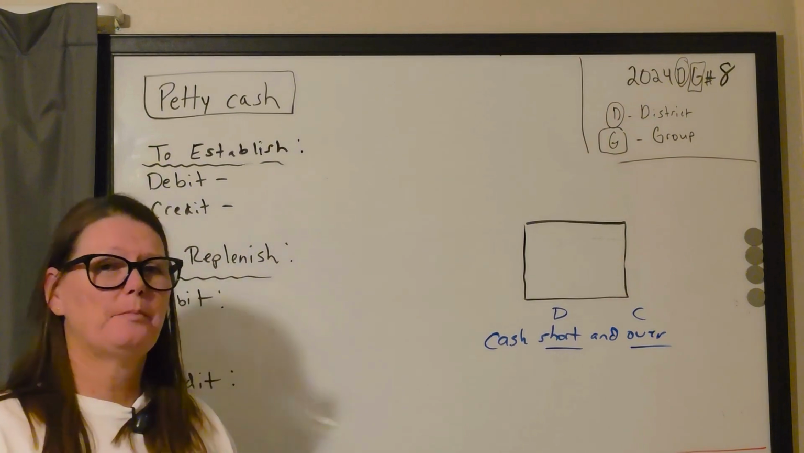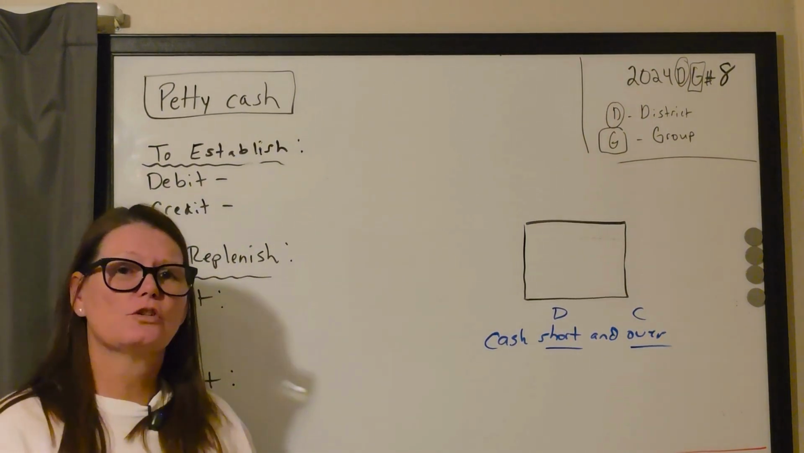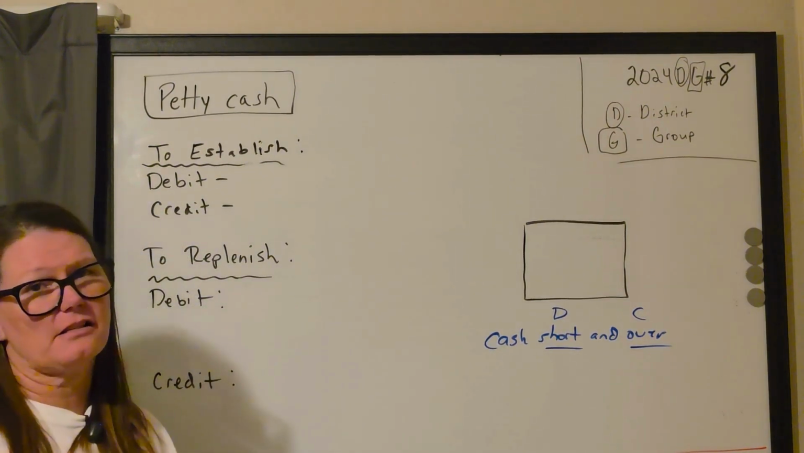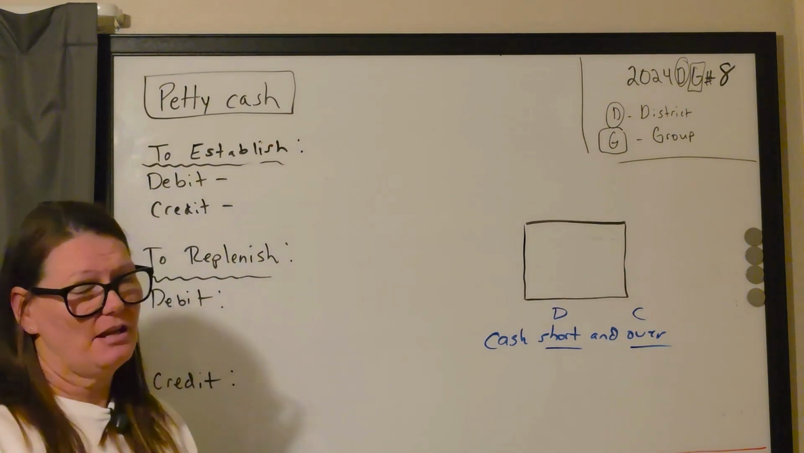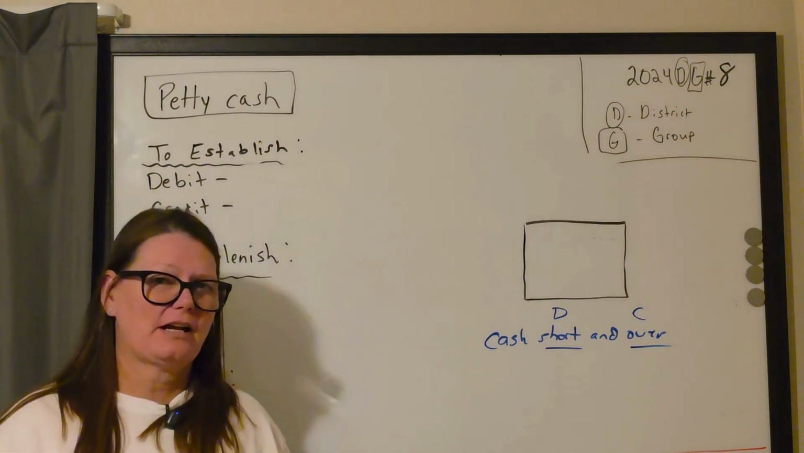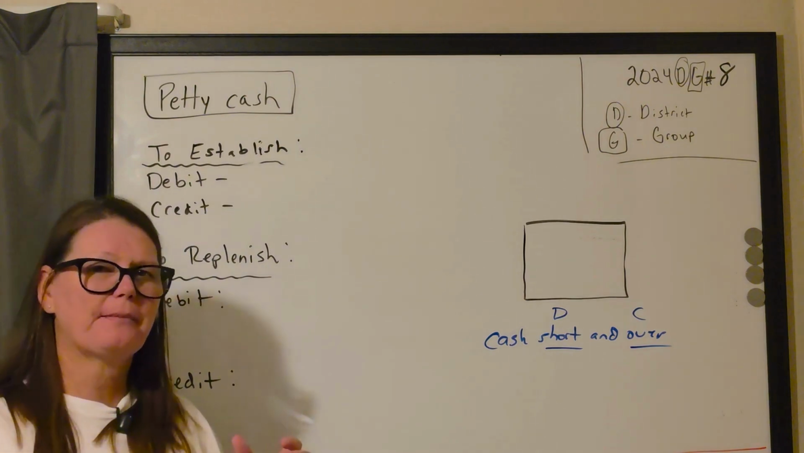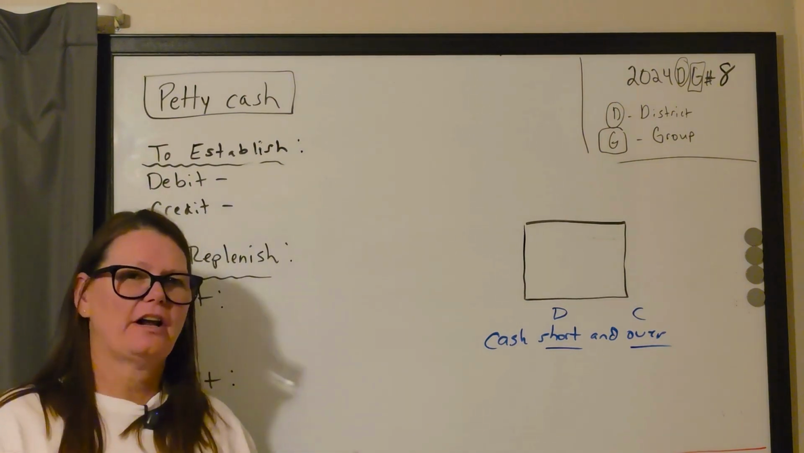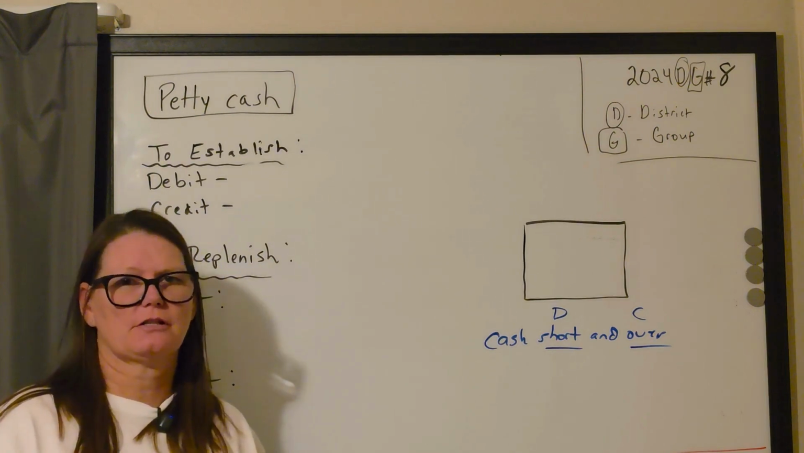Today we're going to talk about petty cash. This is found in the 2024 district test, group number 8. So let's talk about what petty cash is. Petty cash is a small amount of money that a business keeps on hand for small purchases.